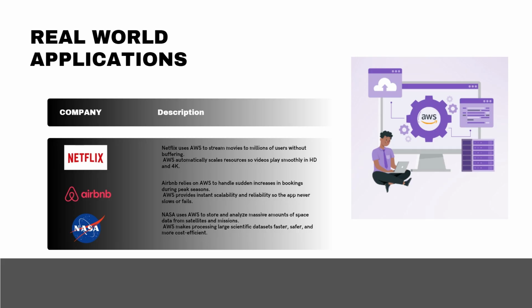And then NASA. NASA collects lots of space data from satellites, telescopes, and Mars missions. This is huge data, sometimes petabytes. NASA uses AWS to store this data safely and to run powerful computer systems to analyze the information. AWS makes it faster and cheaper for NASA to work with large-scale scientific data.